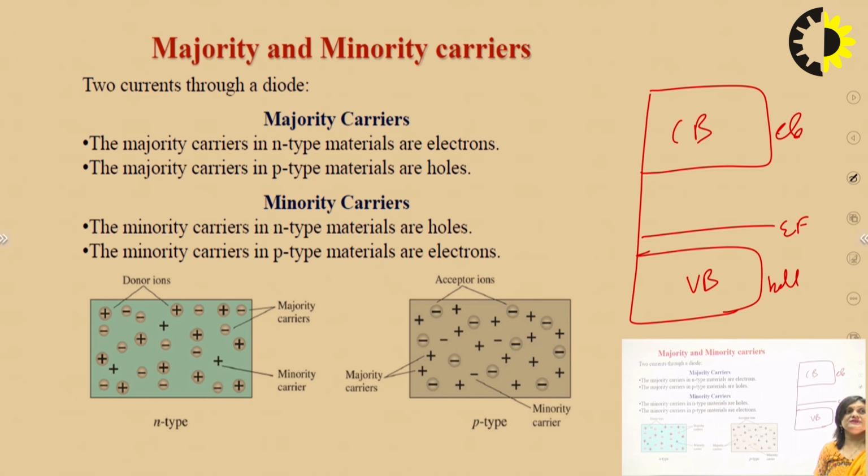Now we have to study the p-n junction diode. For making the p-n junction diode we will combine the p-type semiconductor and n-type semiconductor.